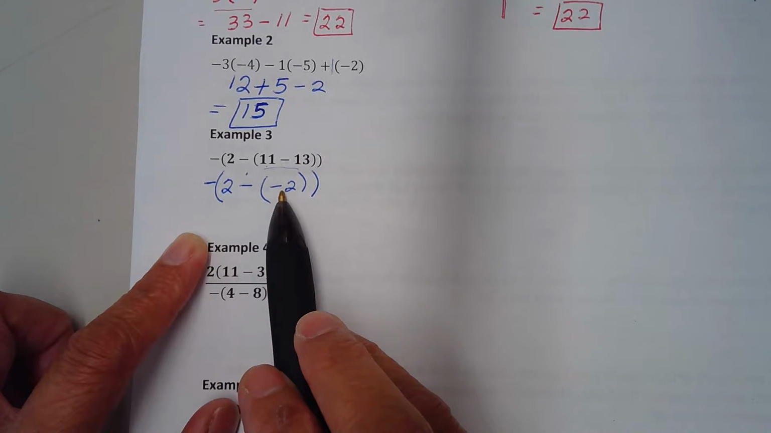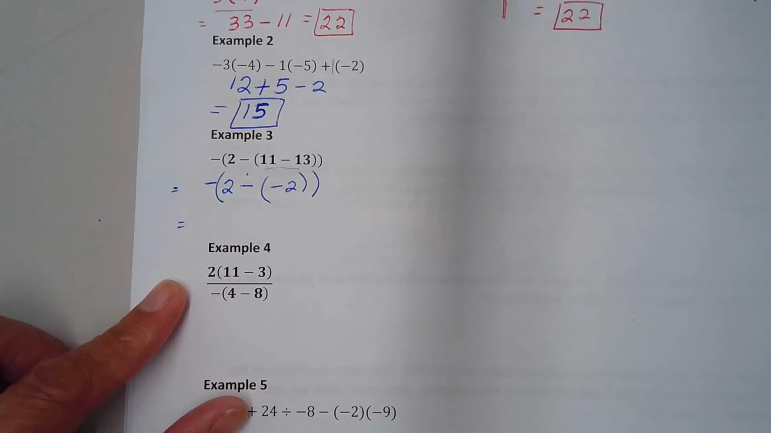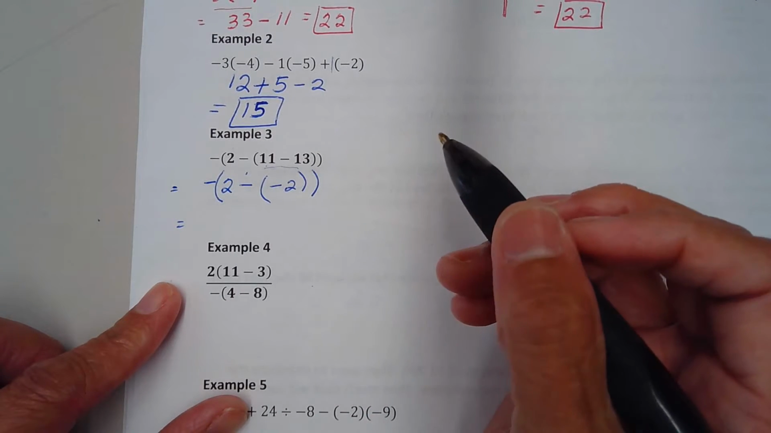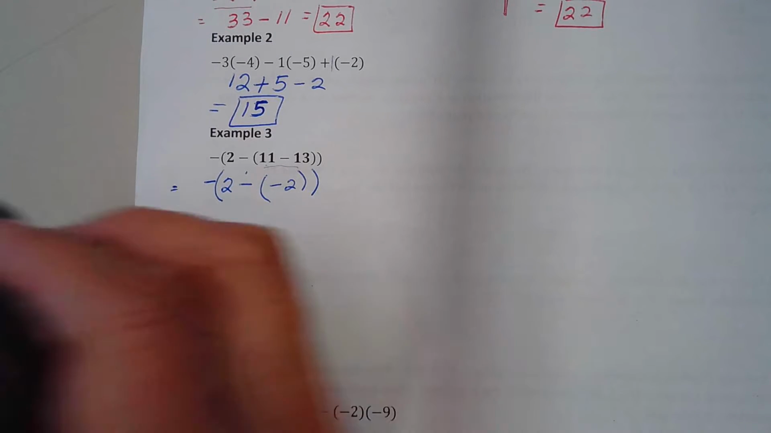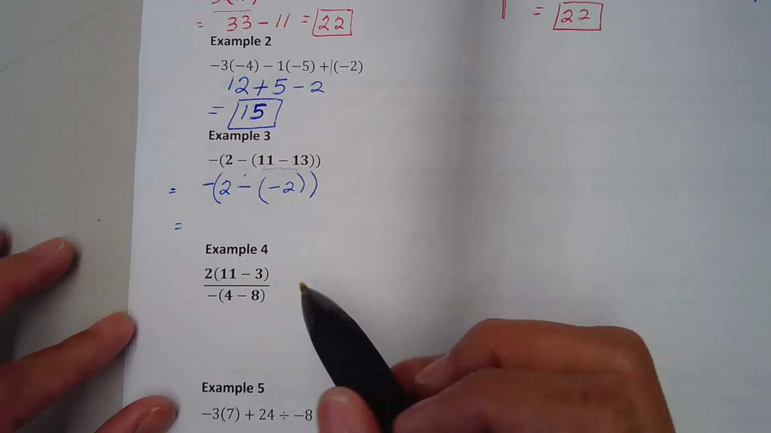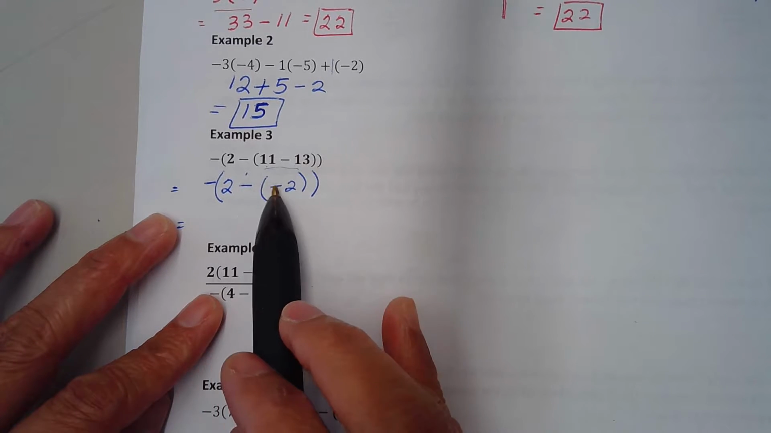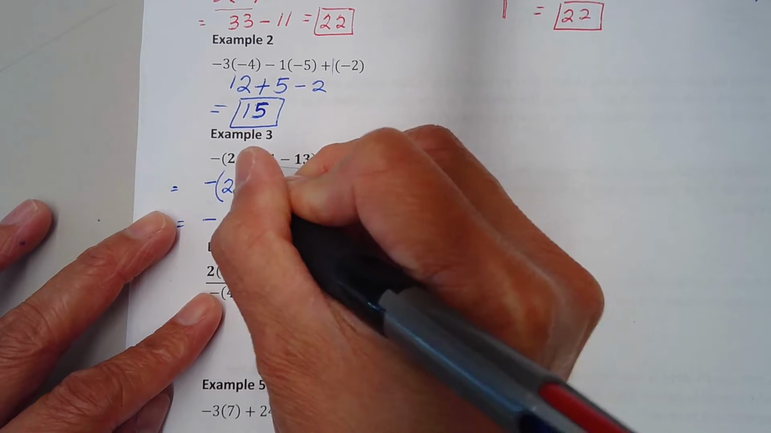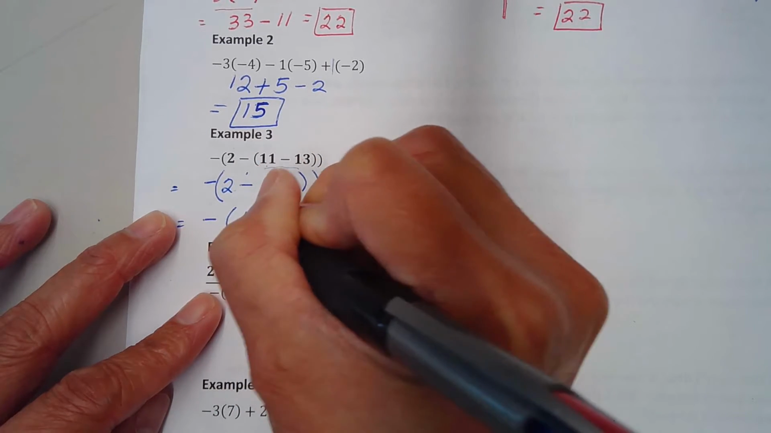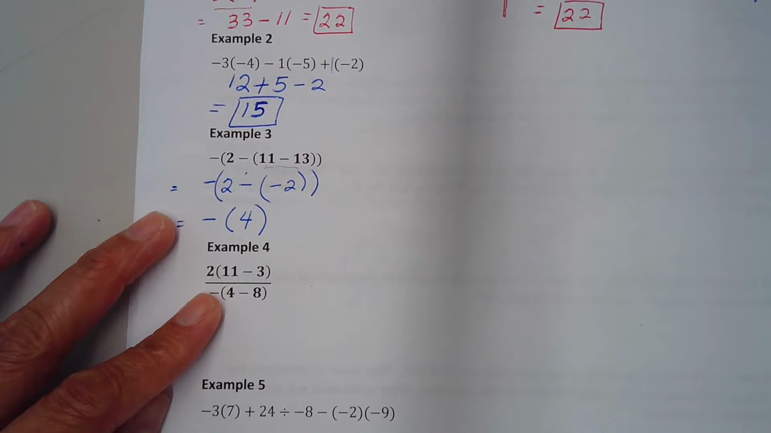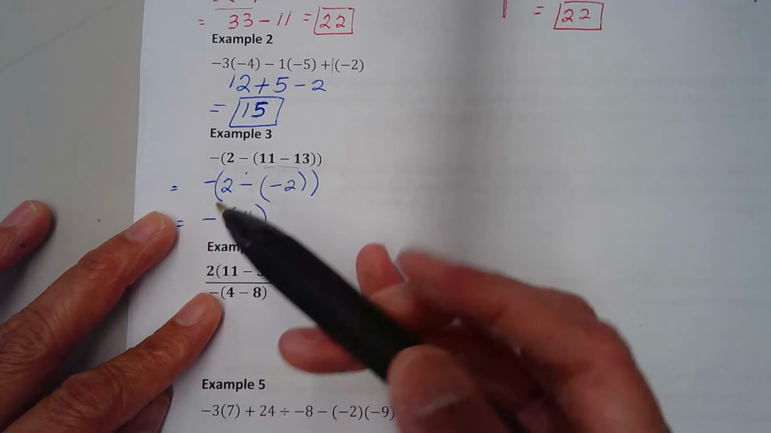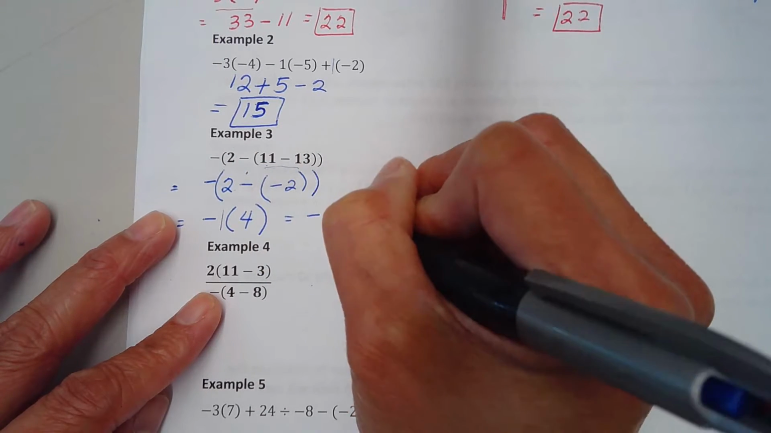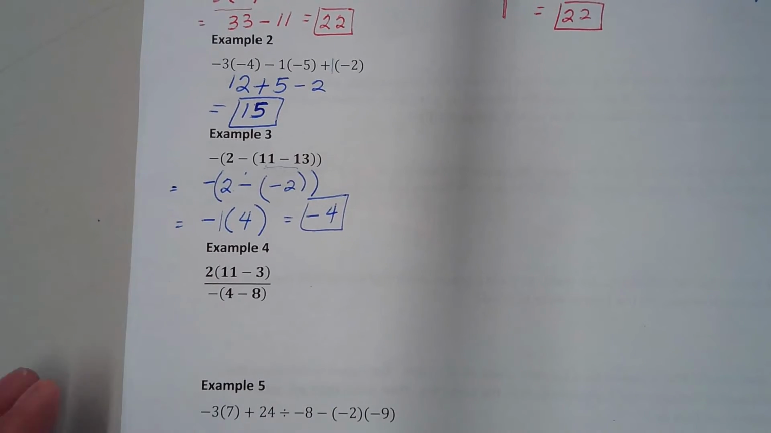2 minus -2. Are you talking about the final answer? Yeah, it will be -4. Hold on, I'm not quite there yet. So 2 minus -2, that's going to give you negative, and then here this gives you 4. Is that okay? And then you've got a negative, and that becomes -1 times 4, which would be -4. Yes, -4 is the final answer.